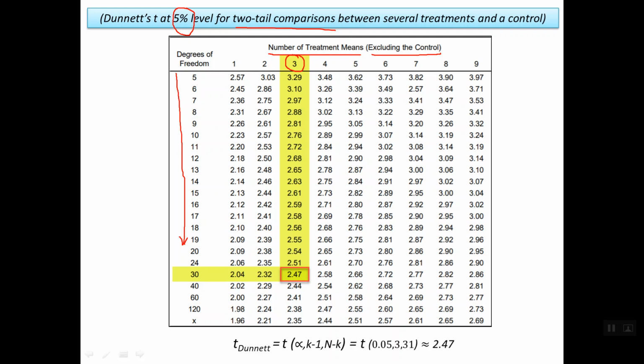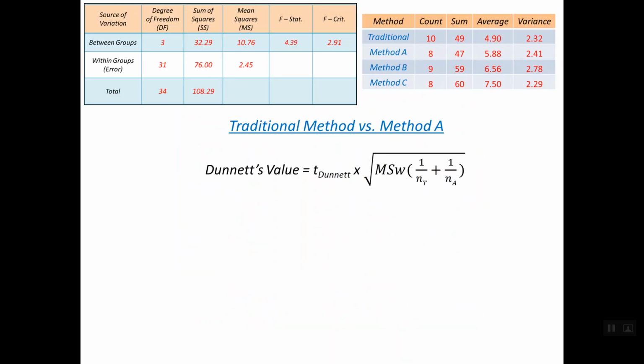So the value of t for the Dunnett test for a significant level of 0.05 for 2 tails, with the number of treatments excluding the control group being 3, and the degree of freedom for the error being 31, is about 2.47. So this is the way to determine the value of t for the Dunnett test. First of all, let's calculate the value of the Dunnett statistic for the traditional method and method A.